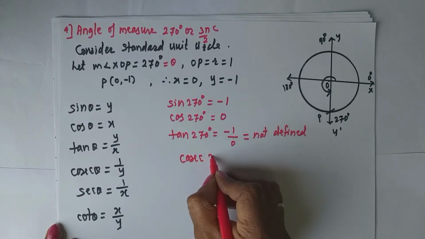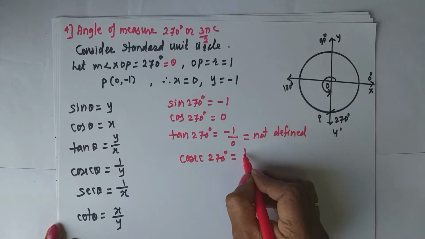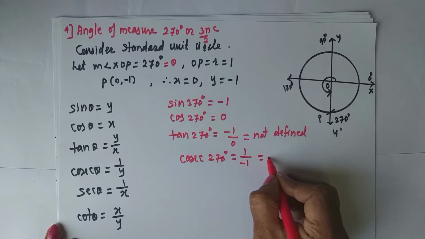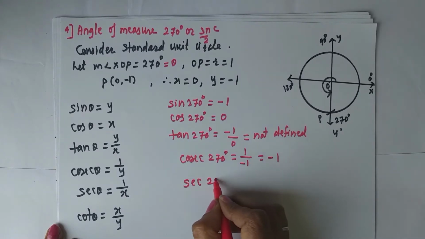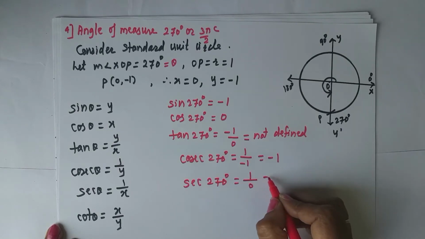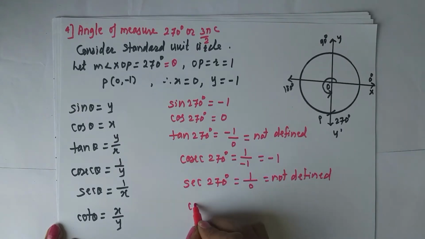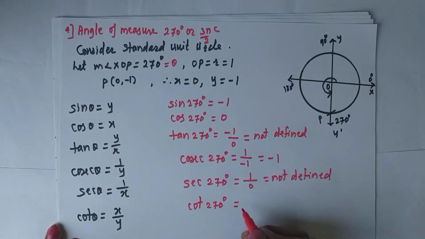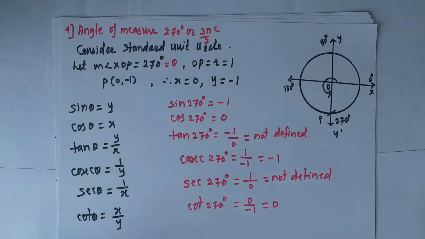Then cosec 270, this will be 1 upon y, the value of y is minus 1, therefore minus 1. Sec 270, 1 upon x, 1 upon 0, again not defined. And cot 270, this is x divided by y, that is 0 divided by minus 1, which is equal to 0. In this way, we have found all 6 trigonometric functions of the angle 270 degrees. Okay.